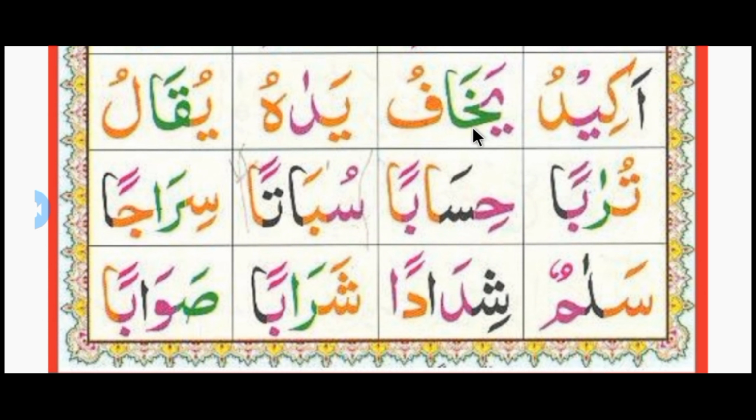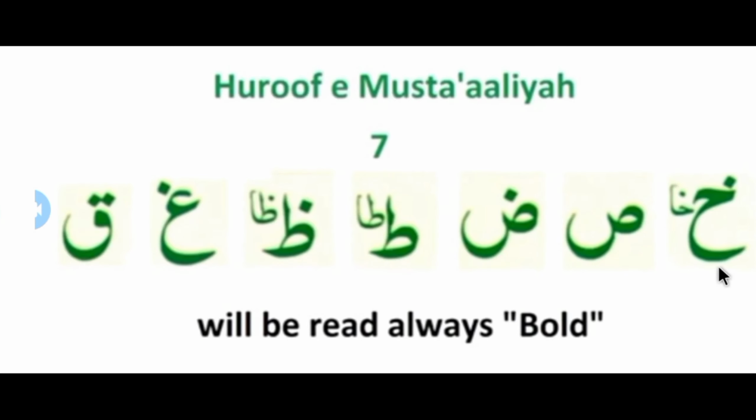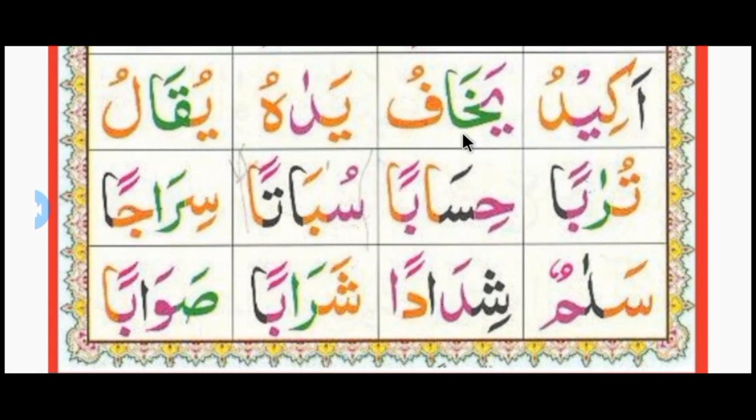Kha is from huruf musta'aliya. Those are 7 letters: Kha, Sad, Dad, Ta, Za, Ghain, and Qaf. So we have to read them always bold. There are 2 times huruf musta'aliya in today's lesson. One is this one, kha, and the second one is this, qaf right here.